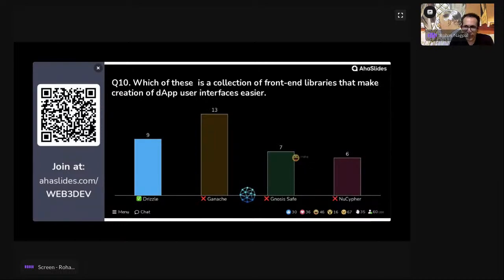Ganache is something we use to create our own private versions. Gnosis Safe is where we use it to create wallets. And NU Cypher is a completely different Web3 project.